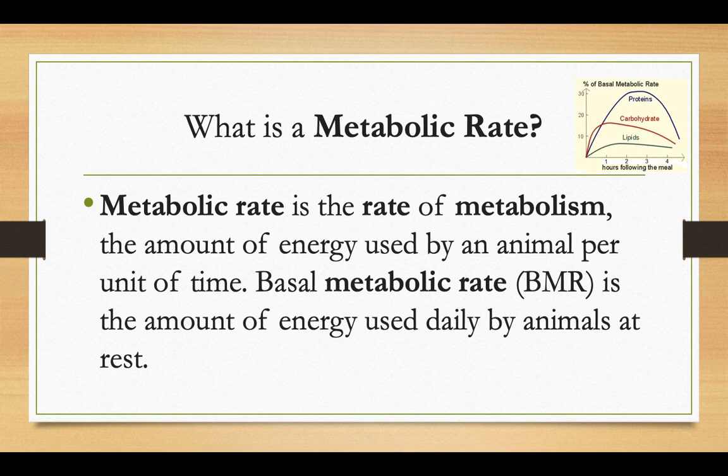Based on the graph on the right side, the y-axis is the percentage of basal metabolic rate, and the x-axis is the hours following the meal. As you can see, the highest percentage of basal metabolic rate comes from proteins, the second is carbohydrates, and the last is lipids.